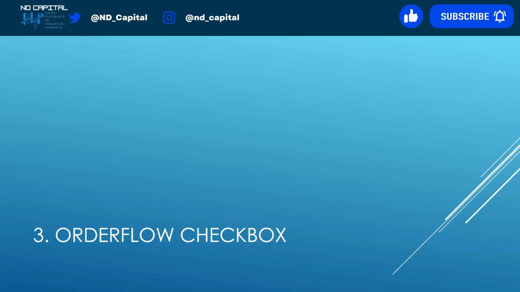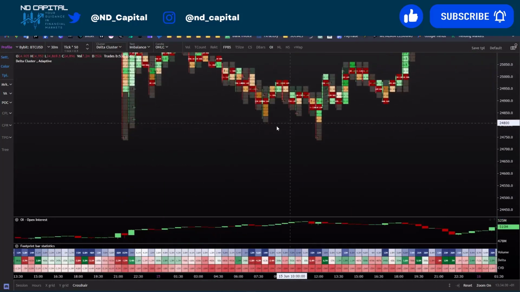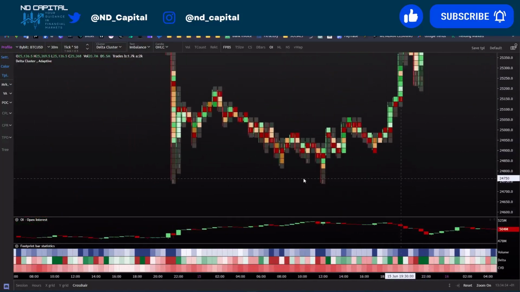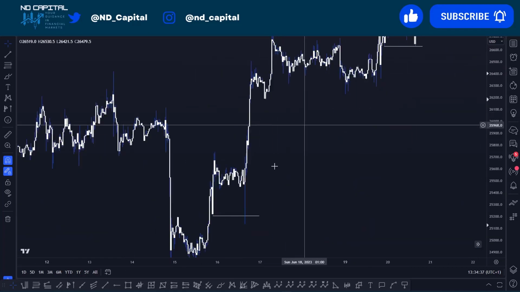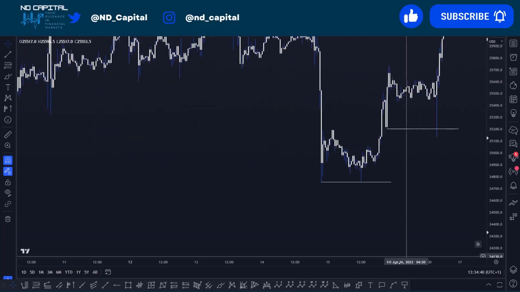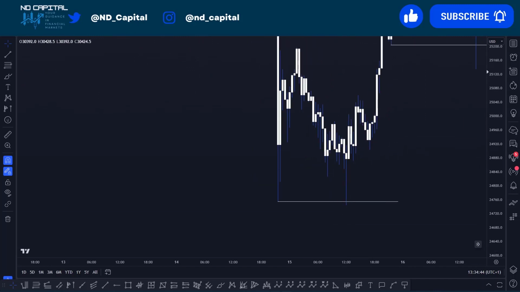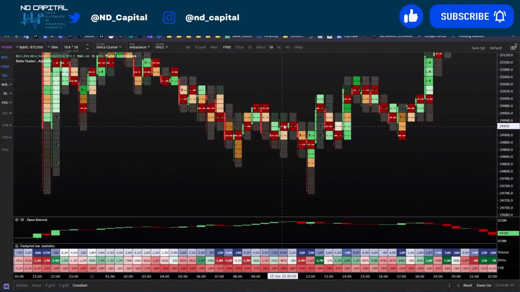Now the next thing that we're going to be looking at is the order flow checkbox. What do you want to see on the order flow? Now on the order flow, what I like to see is, let's say over here, even if we start from the beginning of this whole move, let's just come back, okay. So over here, what you can see, that's on the 30-minute time frame. This is the swing failure pattern.